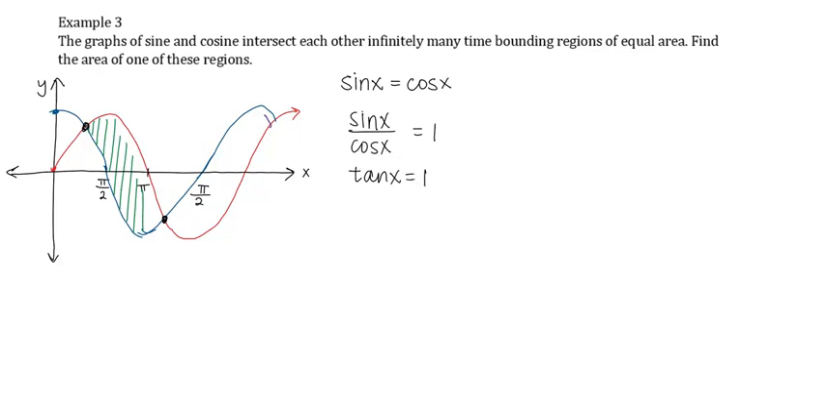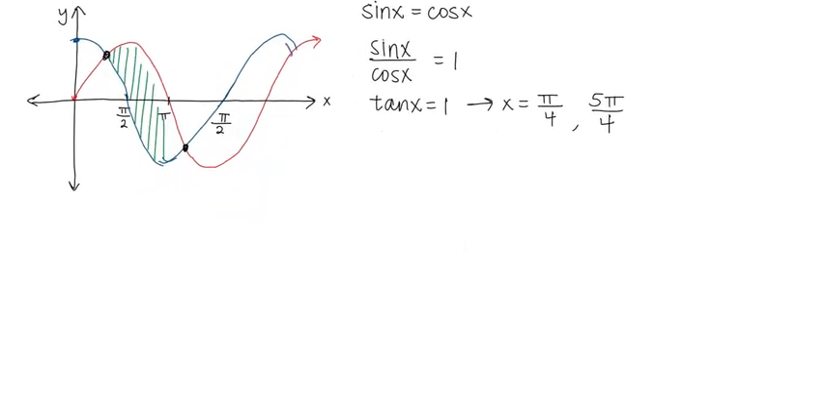And we know that tangent is equal to 1 when x is equal to pi over 4 in the first quadrant or 5 pi over 4 in the third quadrant. So those are the 2 points of intersection that we're seeing on our graph. So we can now use those to find the area, because we know we need to integrate from pi over 4 to 5 pi over 4 of the function on top, which is the sine function, minus the function on the bottom, which is the cosine function, and we're integrating with respect to x.